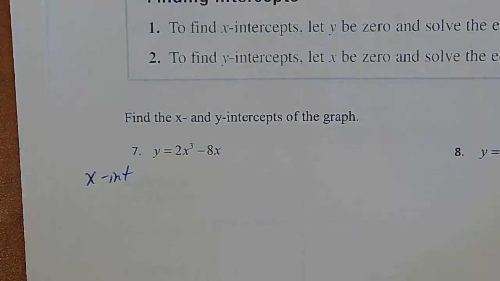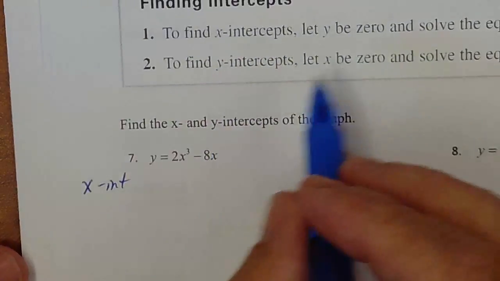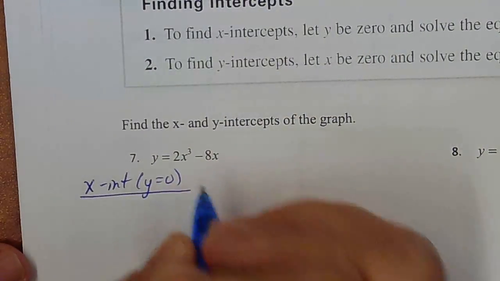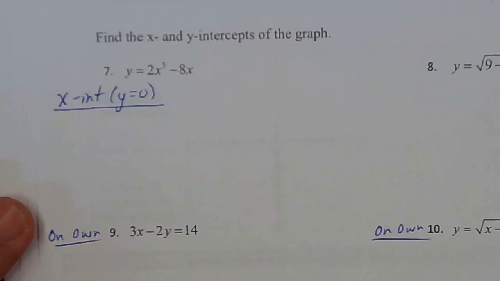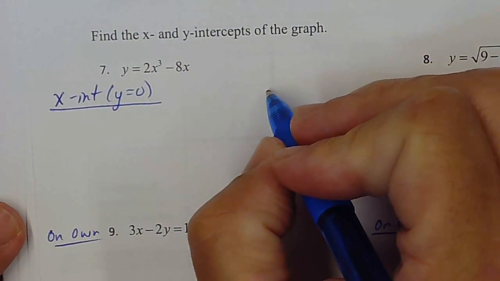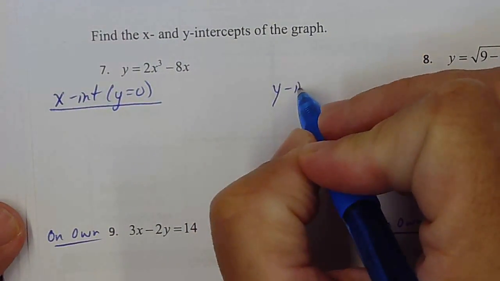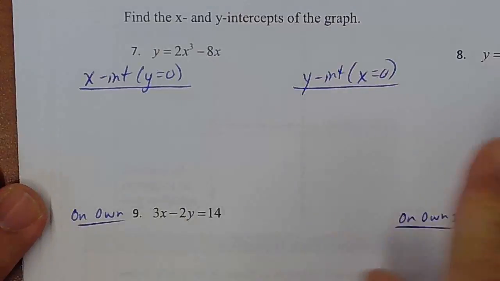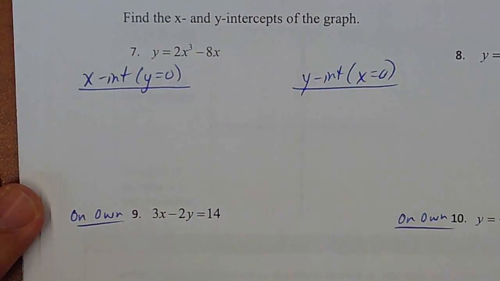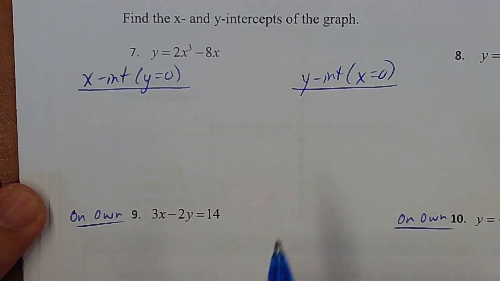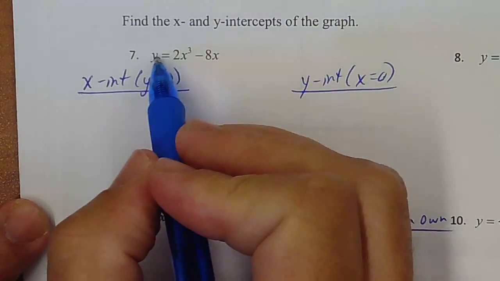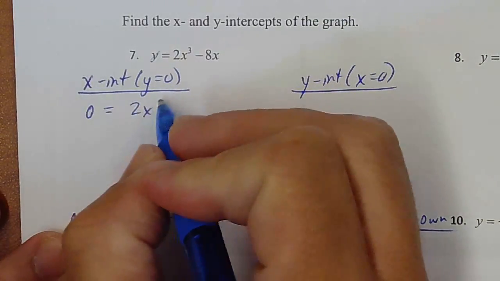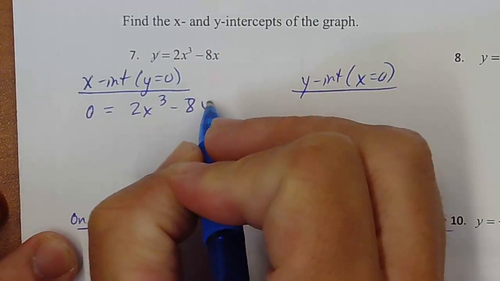Okay, so to find the x-intercepts, just like I said, we're going to replace y with 0. So I'm going to organize it like this. For y-intercepts, we'll just do the opposite. 0 goes in for x. So just my little reminder, and can separate it and organize it this way. Okay, so if y is going to be 0, the equation is going to look like this. 0 equals 2x cubed minus 8x.